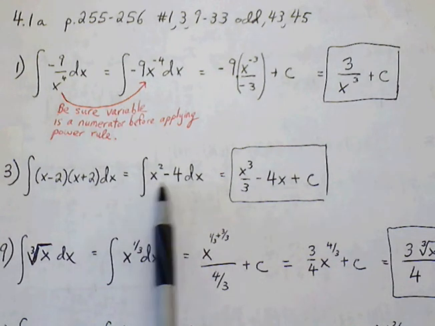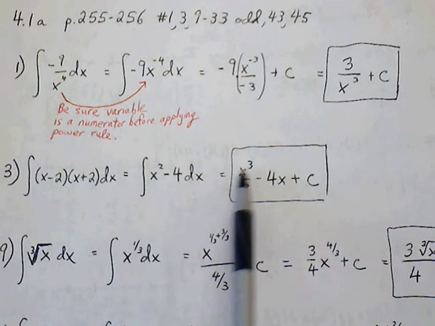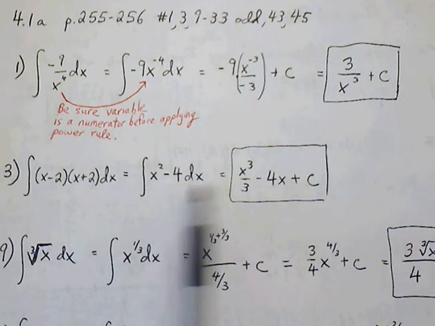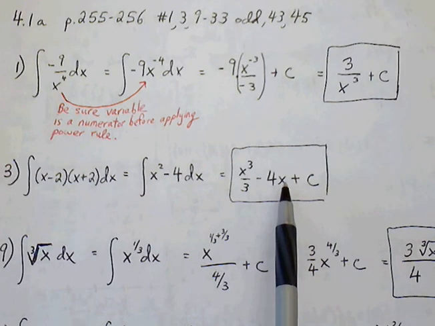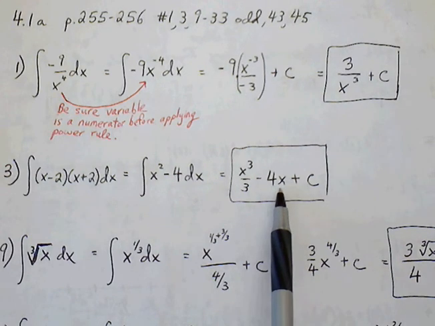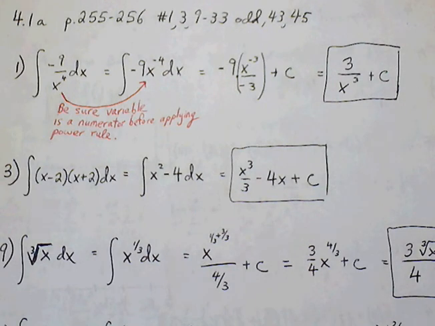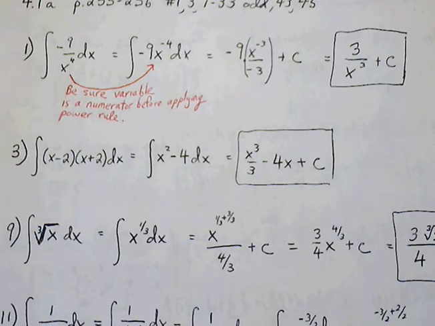X squared, the integral of x squared dx, becomes x cubed over 3. 4 is a constant, so the rule for a constant is a constant times x. So we're always going to increase the degree of our exponent by 1. Okay, finally, plus c.